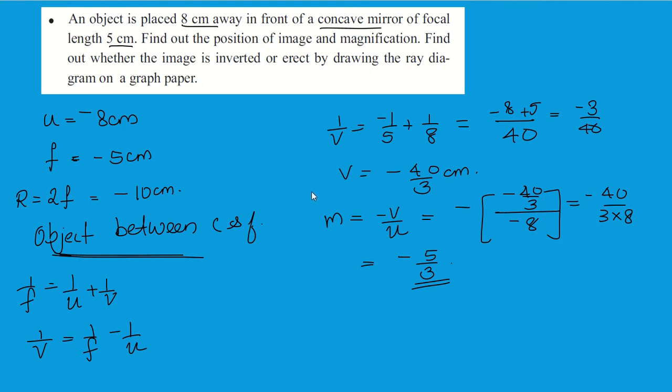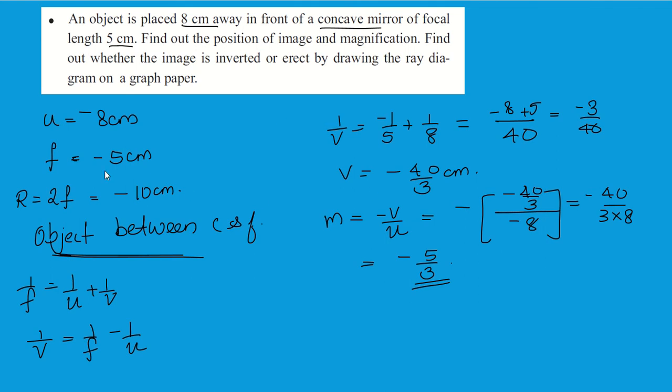So in that, what you have to do is mark the object distance. You are not going to measure these distances. You will be worried how you're going to put this 40 by 3, right? No need to worry. You're going to draw an object between C and F, draw the image, trace the ray diagram, then mark the distance. You don't have to measure exactly 8 centimeter or 40 by 3.